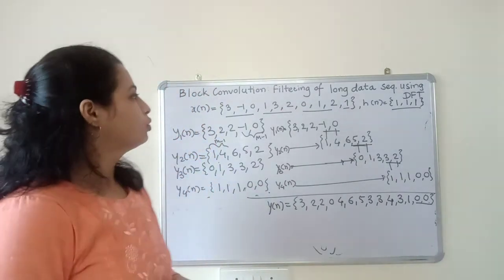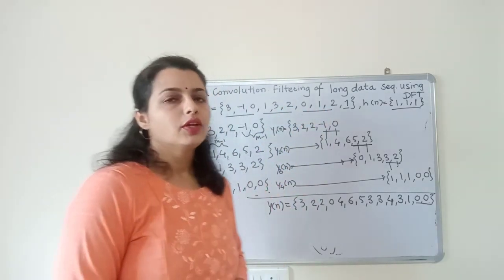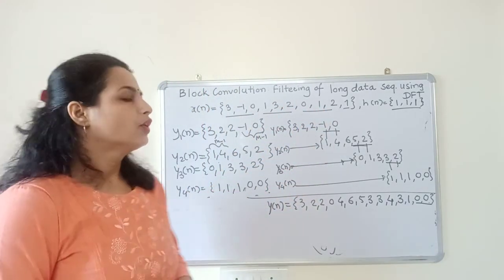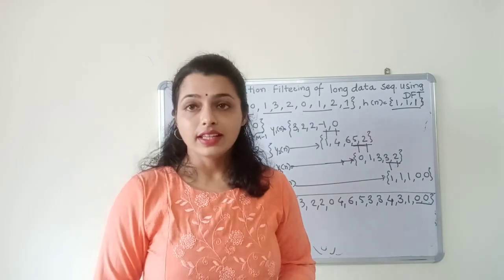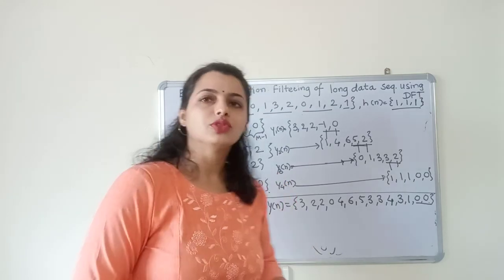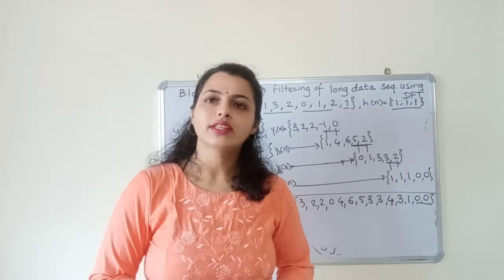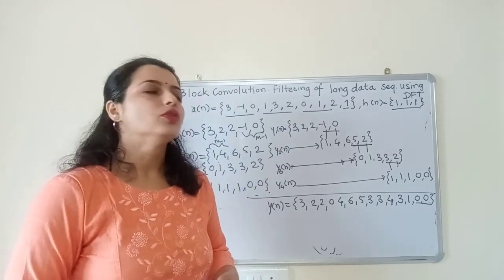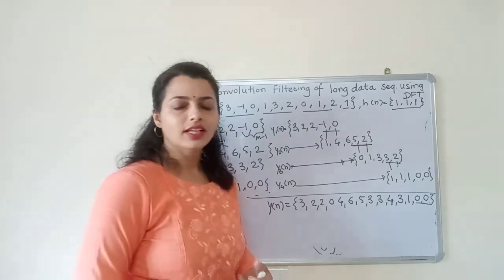Okay, so we have seen two methods for filtering long data sequences using DFT, using circular convolution. We have broken the data into small sequences and then performed circular convolution. Use these two methods, overlap and add method and overlap and save method, to find the linear convolution of a really long sequence with the impulse response of the system.